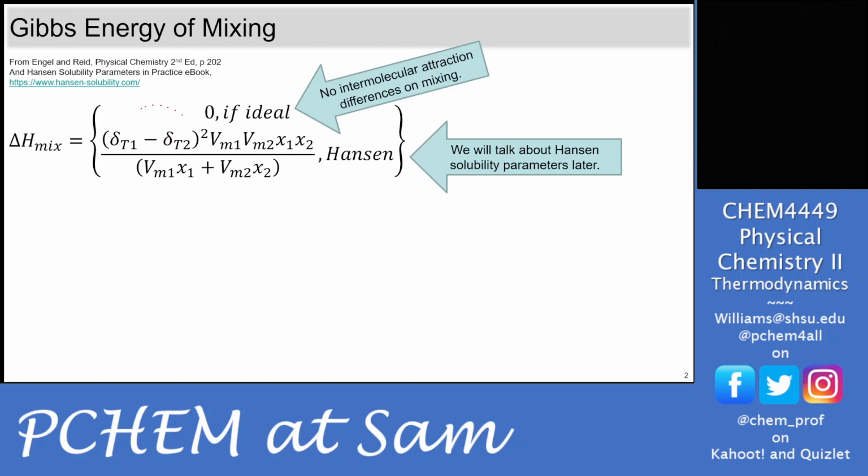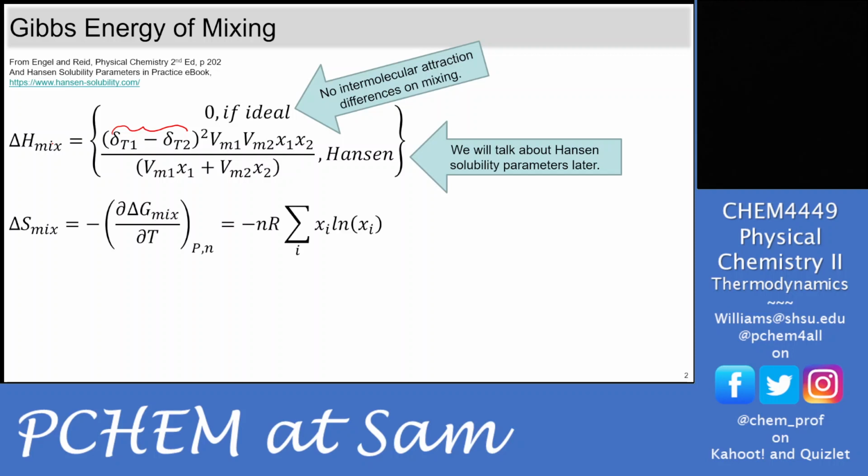But if we know those Hansen solubility parameters, you can add them together to make a total solubility parameter. This is saying if there's a big difference between those two solvents. So this is the total solubility parameter for substance 1, the total solubility parameter for substance 2. The difference between those squared is going to be giving us a large enthalpy of mixing. So that's a barrier to mixing, and we get phase separation. So when things don't mix, this is one of the ways to predict that. Okay.